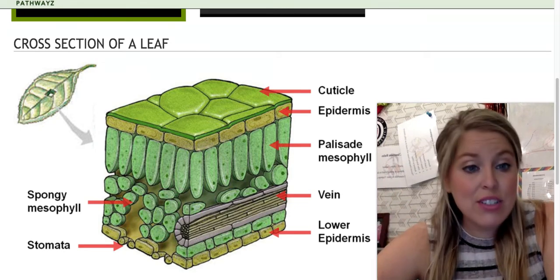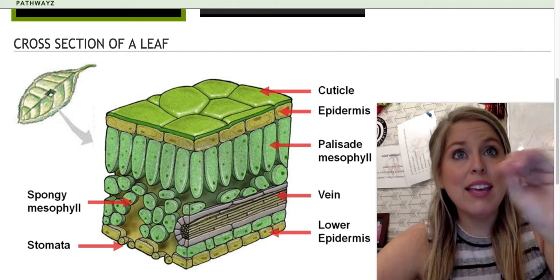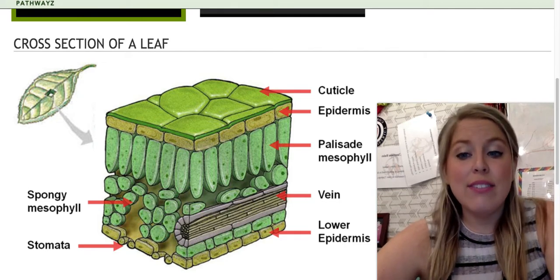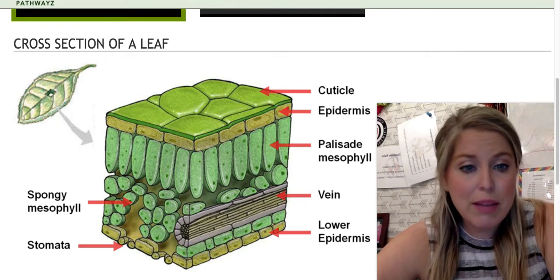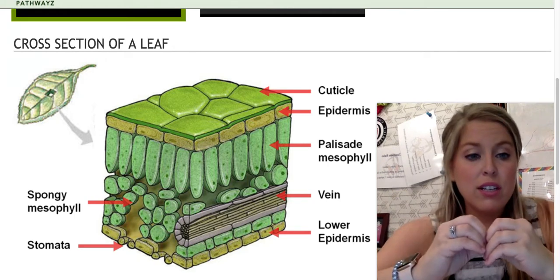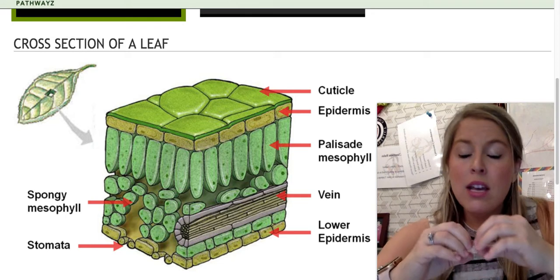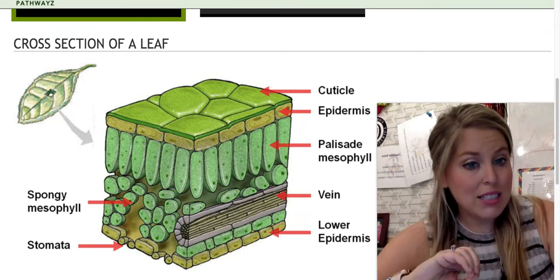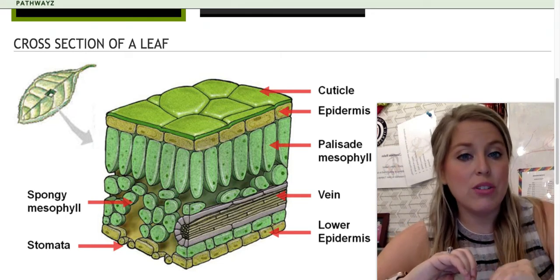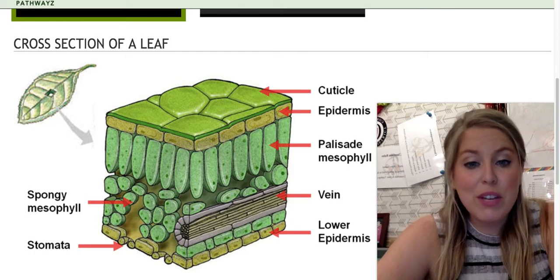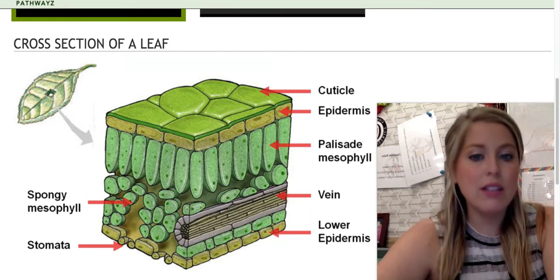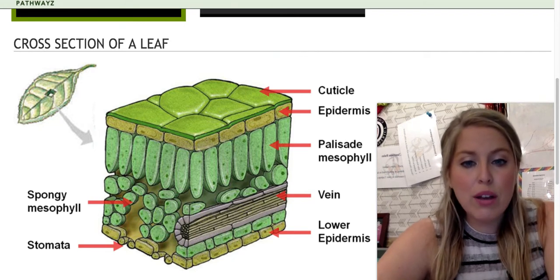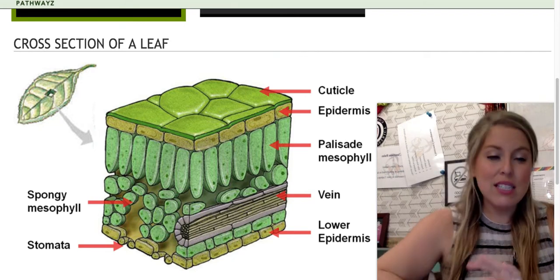Where that transaction takes place of carbon dioxide coming into the leaf and oxygen leaving is the stomata. The stomata are surrounded by what's called guard cells. So these guard cells open and close to allow those gases, which would be carbon dioxide in and oxygen out, to occur. Okay, so then we also have the lower epidermis, which is, you can see you have the upper epidermis and lower epidermis.